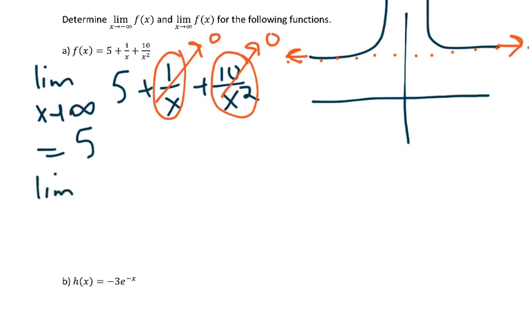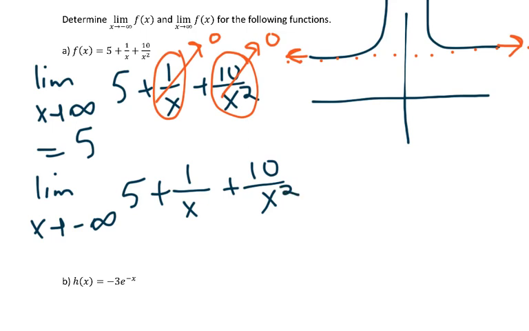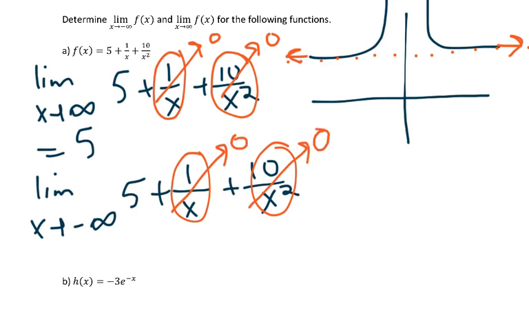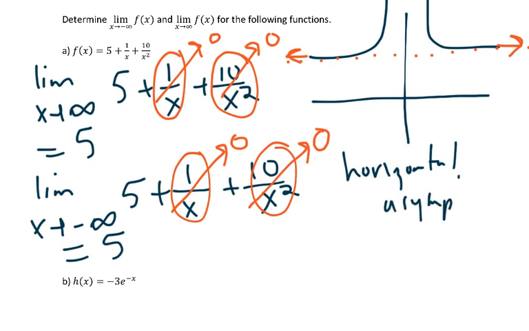The exact same thing is going to happen at negative infinity, because these two terms are still just going to go to 0. The denominator gets bigger and bigger, and so the entire term gets smaller and smaller. So this second limit will also be 5. So what we know about this function is that it has a horizontal asymptote at y equals 5.